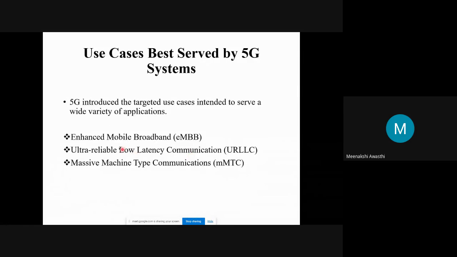Enhanced mobile broadband means that by using mobile with broadband, we can also enhance the speed and the range. Ultra-reliable low latency communication, I mean, low latency means low delay, is another use case for 5G. Massive machine type communication. So these are the three use cases that are served by the 5G systems.